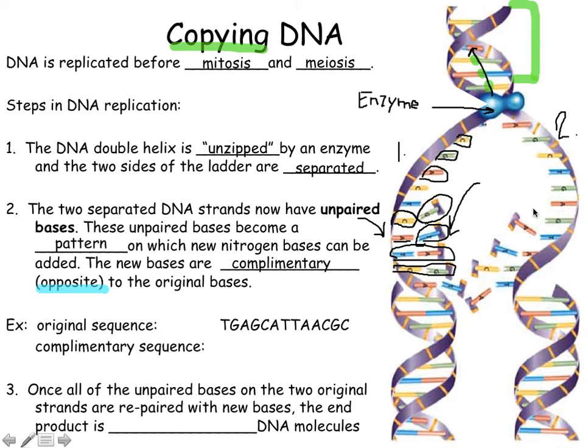Now if we look over here, the same thing is happening over here. We've got the free nitrogen bases on this side being paired up with new nitrogen bases. Their complement, or their opposite. Until we see that this original second strand, once it gets completely repaired, it's now going to be a double helix again.